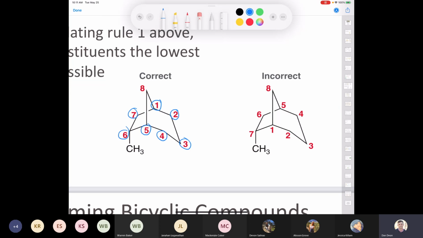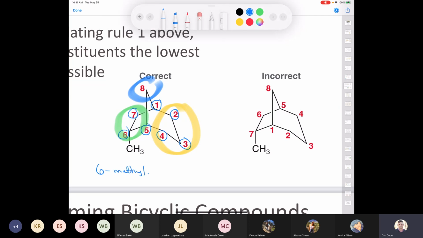Why do you go from there to there? Because this is the longest chain, or the longest connector. This is the second longest connector. Then you go up to the shortest connector. So this is correct, going from 1 to 2, 3, 4, 5, 6, 7, 8. So this is a 6-methyl, right? So 6-methyl would be correct here, 6-methyl.